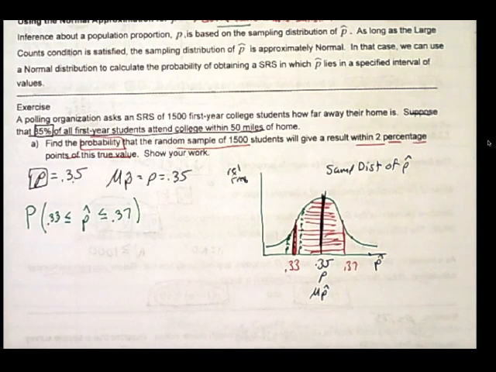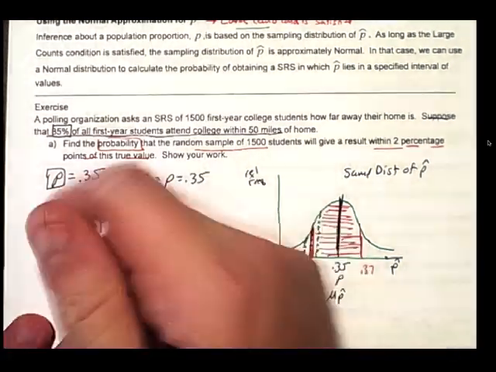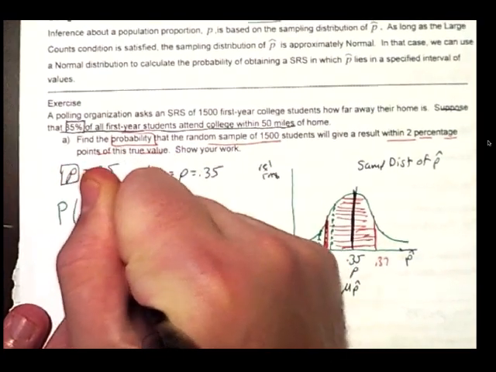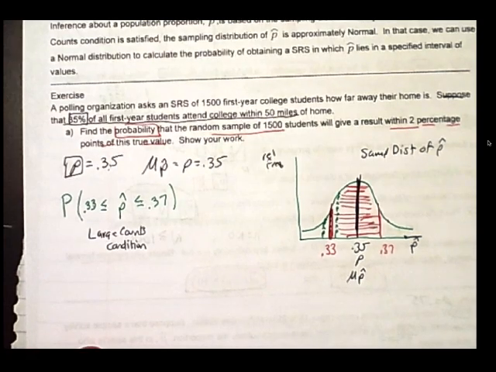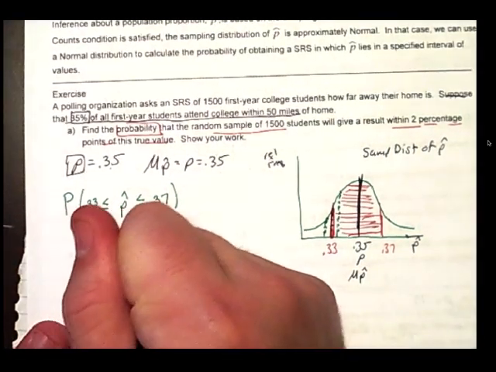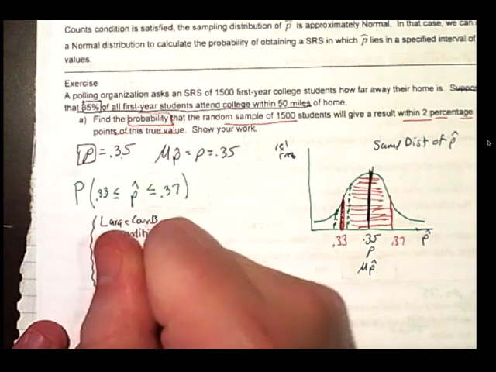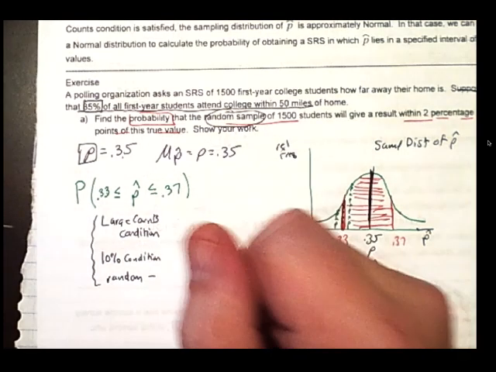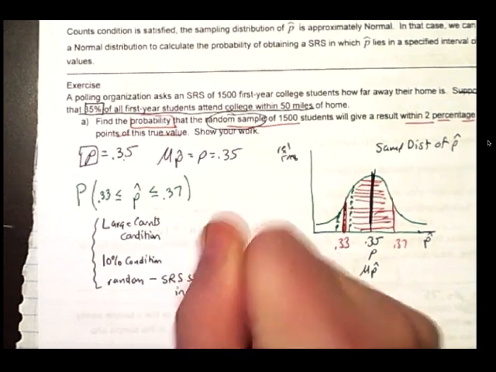Now, I drew a normal curve here, but I didn't check to make sure I was allowed to. So before we can actually do calculations here, we should check the large counts condition. We should also check the 10% condition as well. And there's really one more condition to check, and that's the random check. So let's start with the random because that's easy. Did the problem tell me that I had a random sample? Yes. So simple random sample stated in problem. Okay, so that works out.